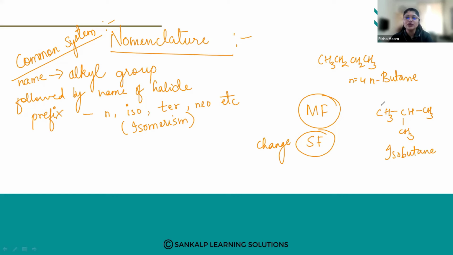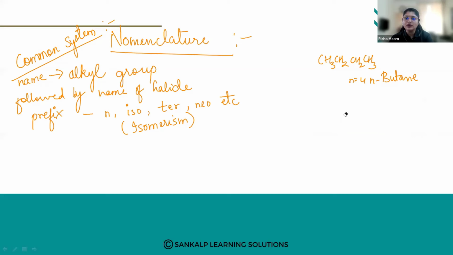So like this, the names are given based upon the isomerism. The molecular formula in both cases is the same. Only the change is in the structural formula. So based upon the change in the structural formula, the prefix name is given. This is in the case of the common system.